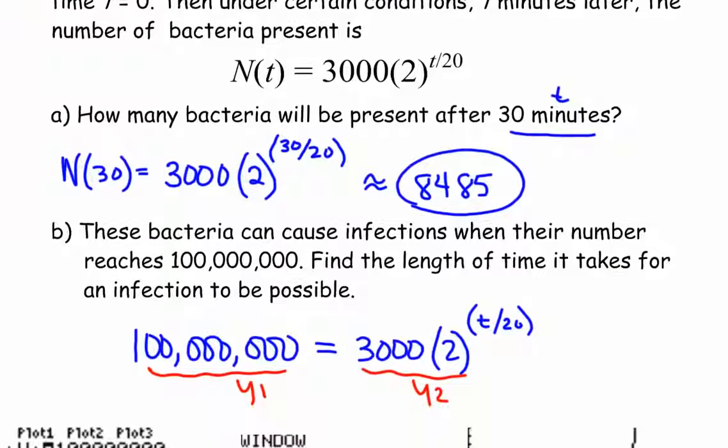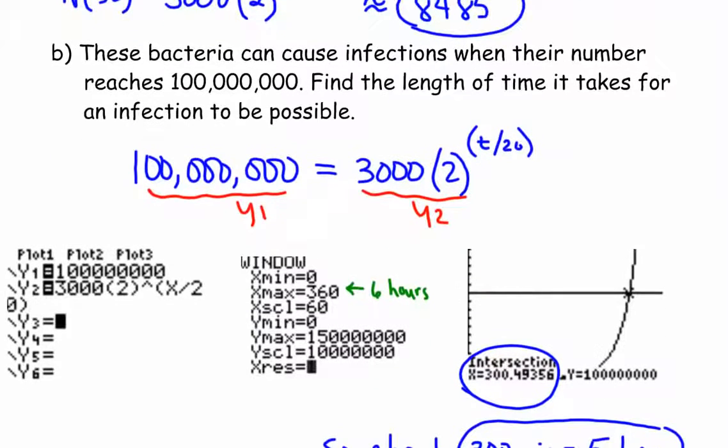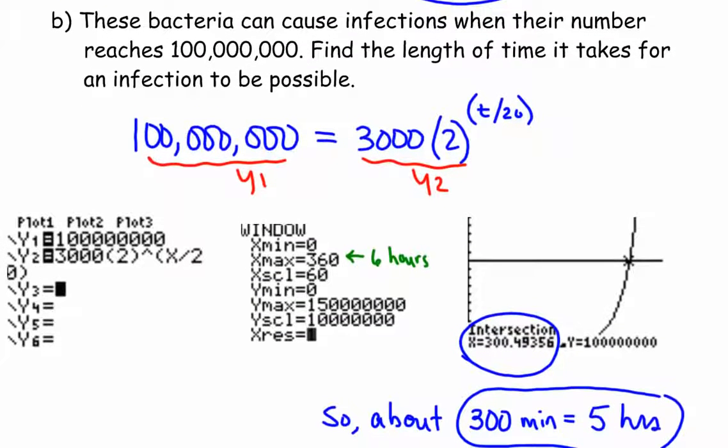Then it says they can cause infections when their number reaches 100 million. How long would it take for that to be possible? Okay, well, I put 100 million over here for my answer equal to our original formula. All right, now I don't have the algebraic skills yet to solve that, so I'm going to use my calculator. Put in your 100 million on one line for your y, and another y we're going to have be this right-hand side. And again, notice that I put my exponent in parentheses there.